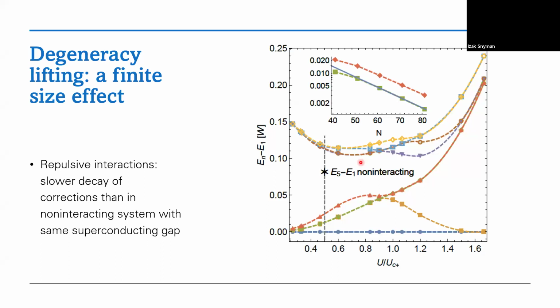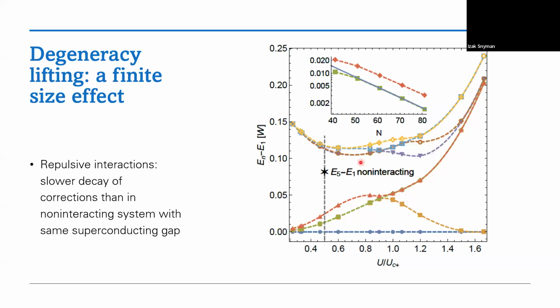Okay, so I wanted to say something about finite-size effects. We have superconductivity, which is due to the effective interactions mediated by phonons in the case of a superconductor. And we have repulsive interactions between the electrons, right? So now, not surprisingly, when you work out the gap, it is lower than the non-interacting gap.